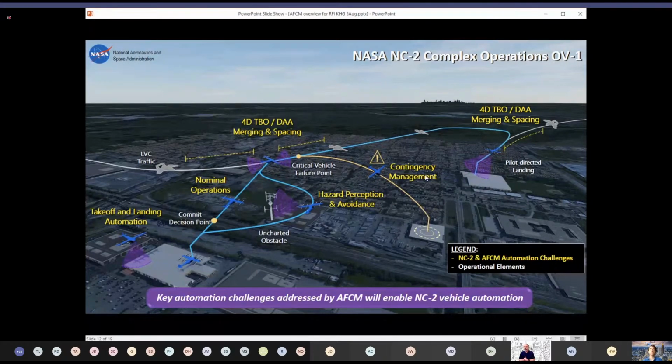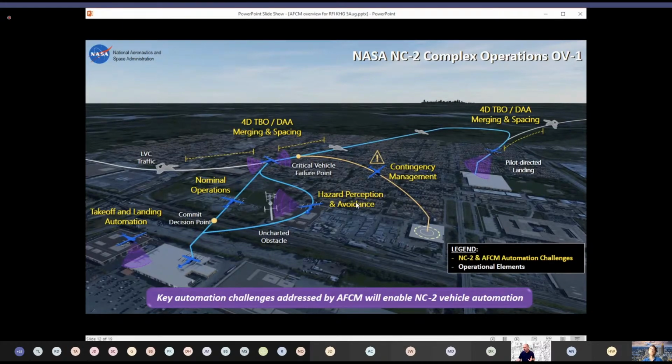Contingency management, examples that we intend to look at there for complex operations would be things like if the nominal destination closes, what are your divert operations? If the battery packs on the vehicle, if you have a sudden unexpected loss of one of those packs, what divert vertiports are within range to go to.